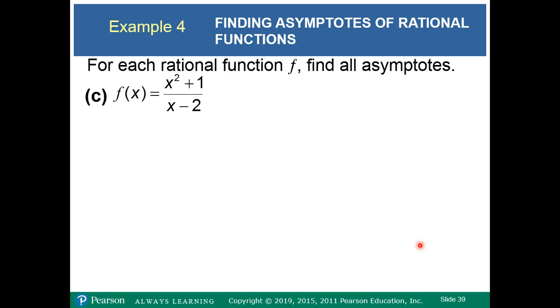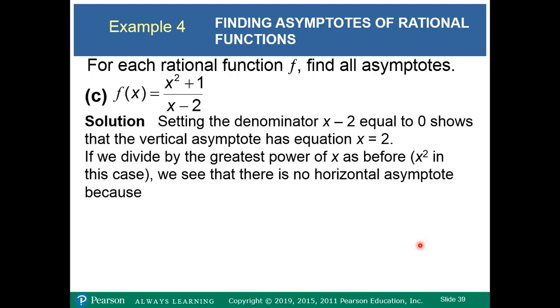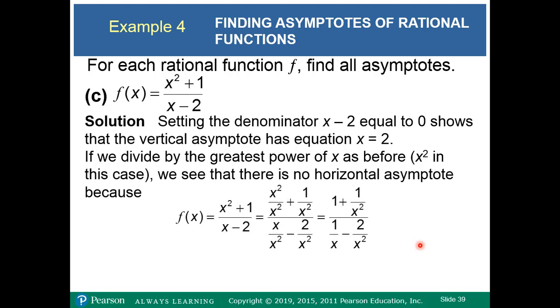So now what about this one? Here the degree of the numerator is exactly 1 more than the degree of the denominator. That means there are no horizontal asymptotes, but there may be an oblique asymptote. We'll have to look at it. So let's analyze this. We know there's going to be a vertical asymptote at x equals 2 because of the denominator. And if we divide the top and the bottom by x squared, what do we get? We get this.